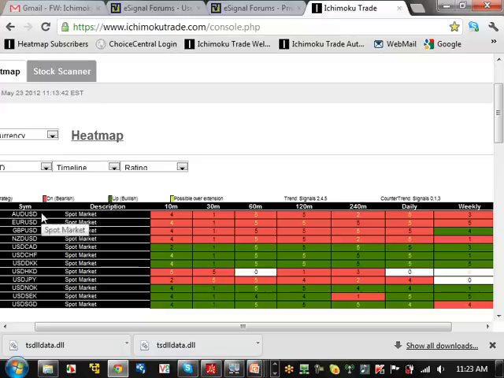Okay, let's look at the US dollar. If you look at the US dollar, pretty much the same colors almost for daily and weekly, which is good.